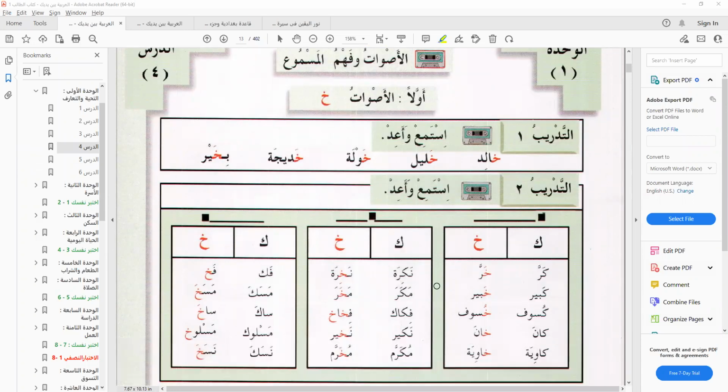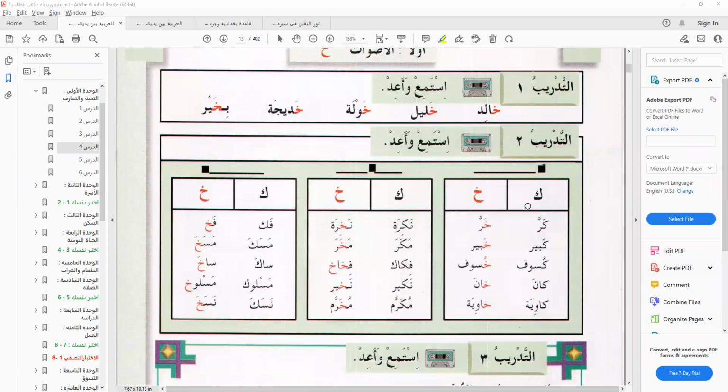Okay? Then Athani, At-Tadrib Athani, Istami' wa'id, listen and repeat. So we have a difference between ka and kha. This is ka as in K-A in English, kaf, okay? Then we have kha, the same kha we saw earlier, Khalid. So we have kaf and kha. Kaf, K-A, gives you the sound K-A. Then here you have kha.